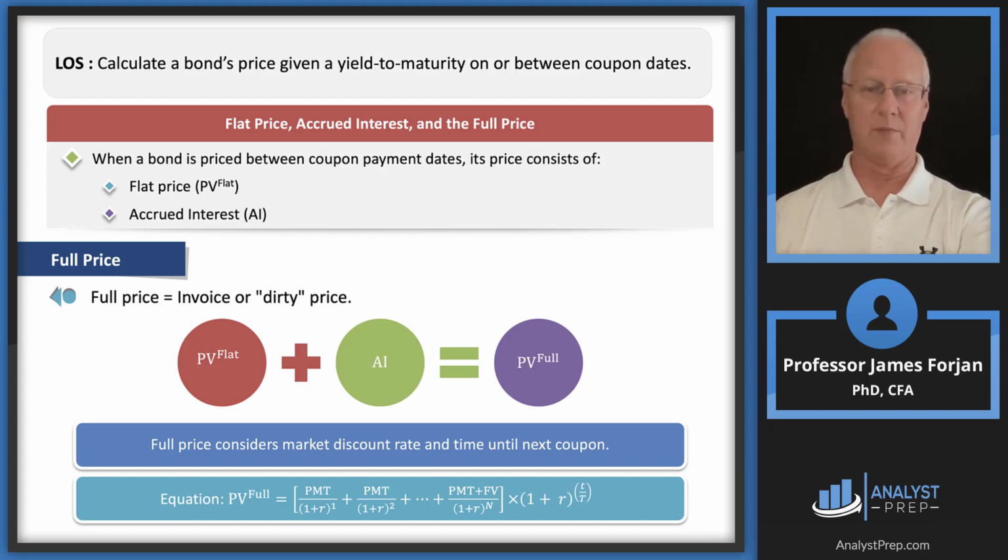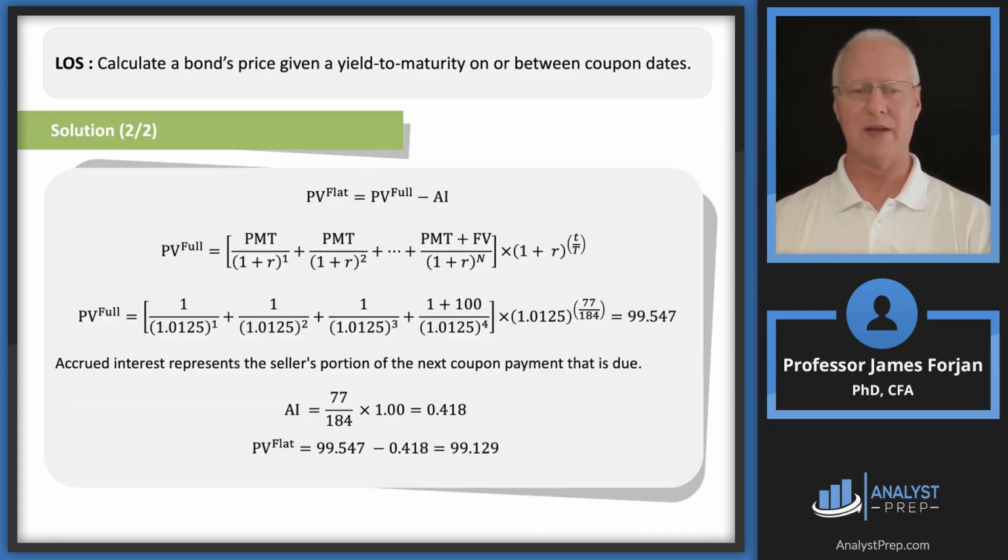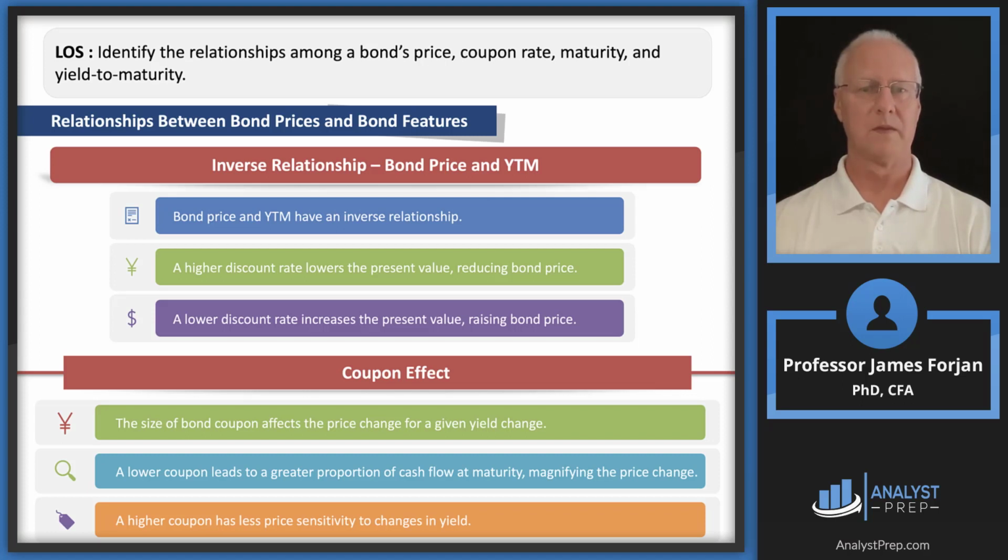So what we did is we computed the full price and then subtracted out the accrued interest to get the flat price. And that seems to be the convention of what the Institute asks you on the exam. There are 7 questions at the end of this learning module, and this is one of them. So you should do fine on this. All right, let's go to that next LOS and let's talk about some of these relationships.